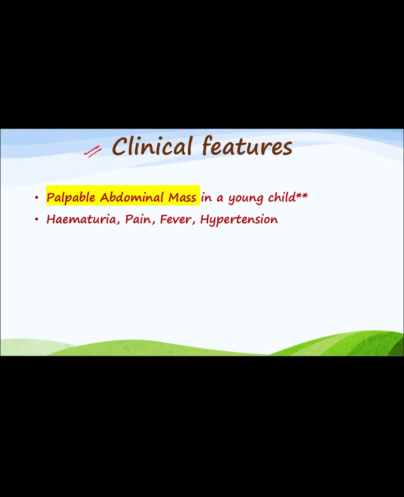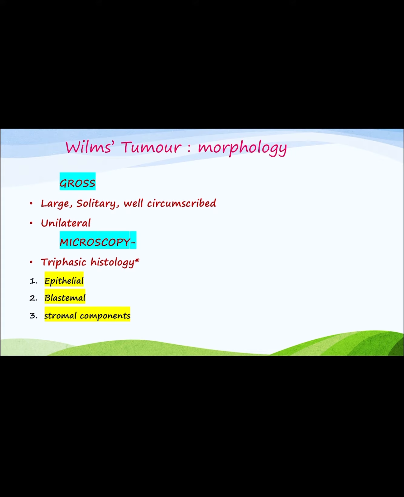Now we come to the clinical features. Most commonly it presents with an abdominal mass which is palpable and mostly reported by the parents of the child, and other symptoms can be hematuria, pain, fever, hypertension. Most importantly, in the problem based questions also you will find this symptom most consistent, which is palpable abdominal mass in a young child.